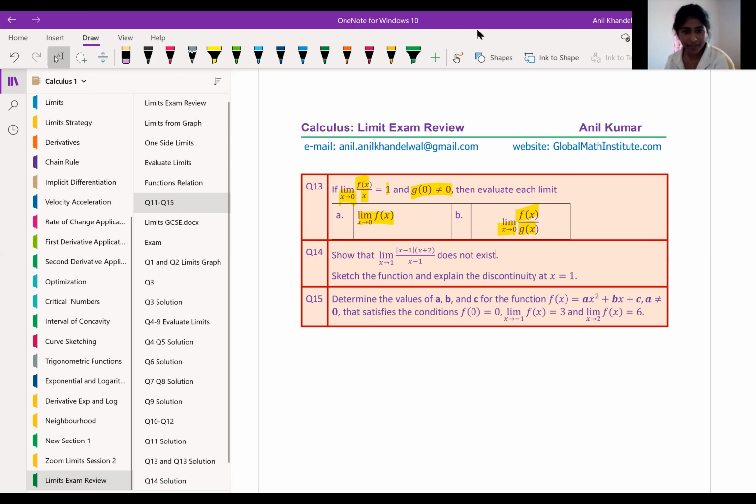So the main part of this question to unlock is that because we know that ax squared plus bx plus c is a continuous function, therefore the limit as x approaches minus 1 of f of x equals 3. We know f of minus 1 is 3. Very good.